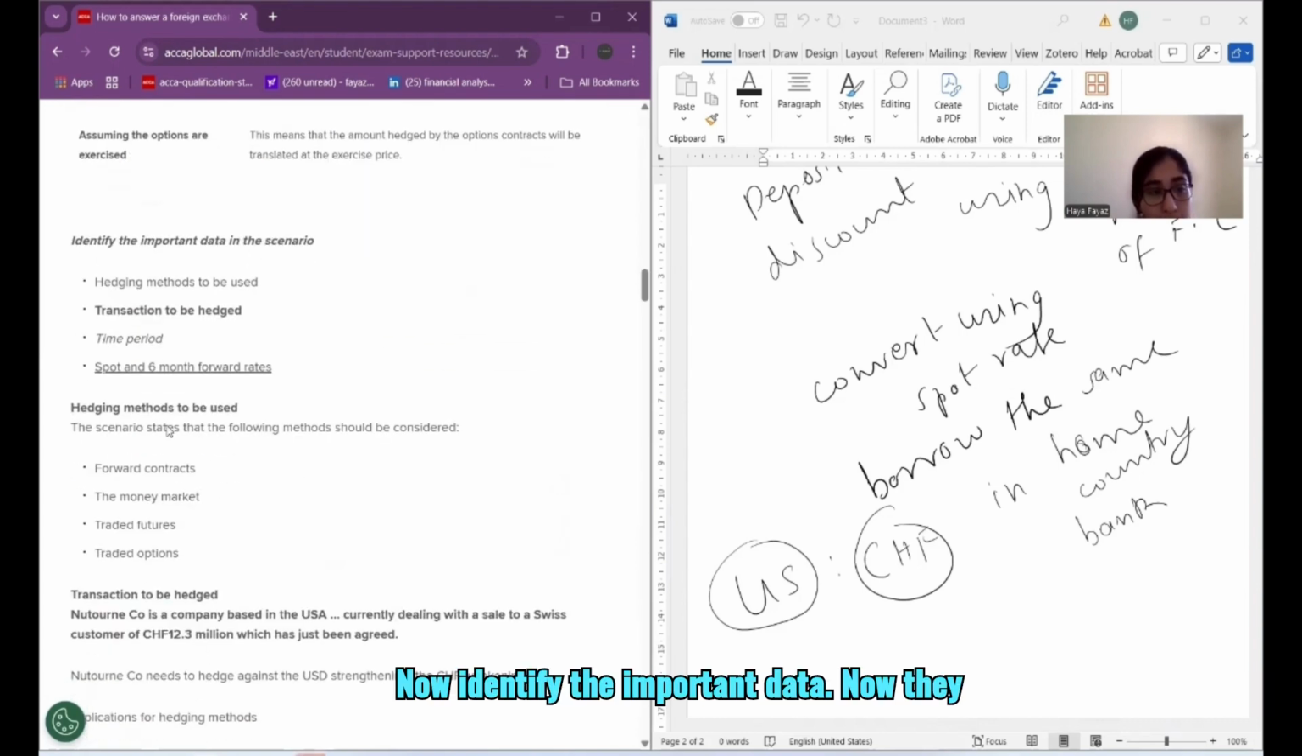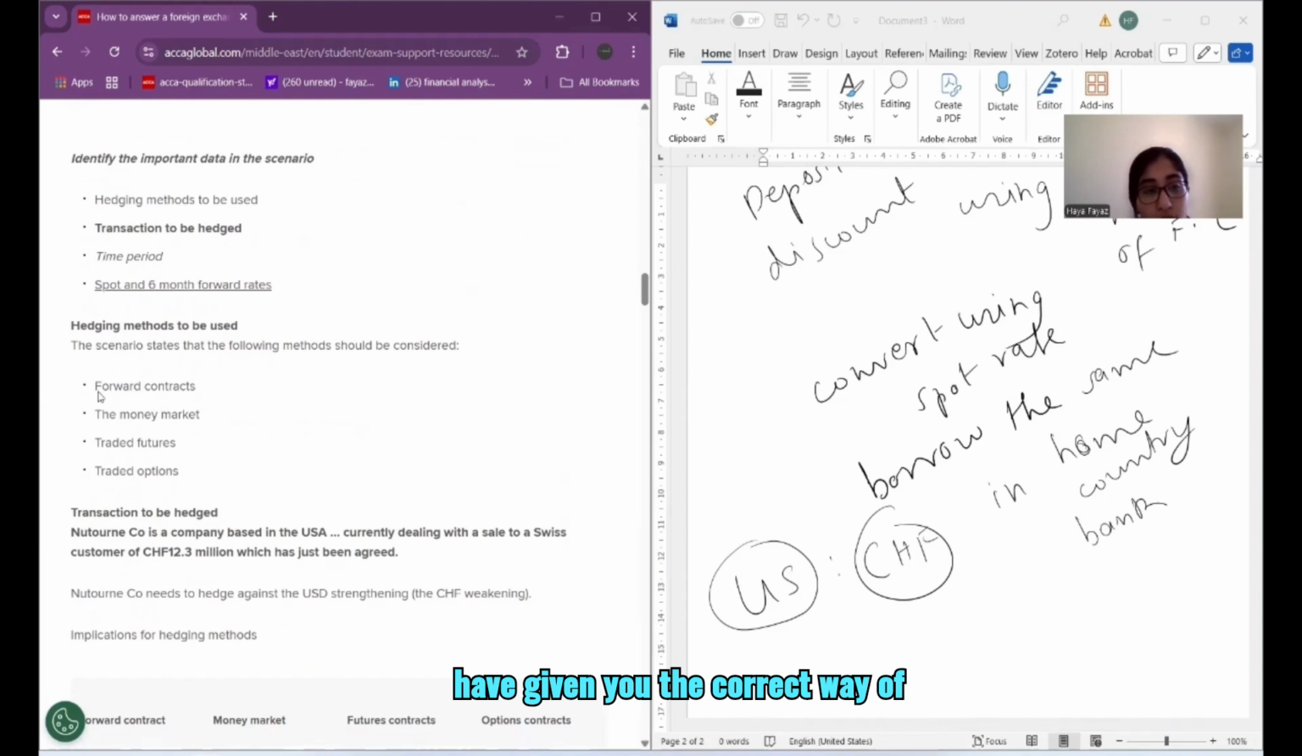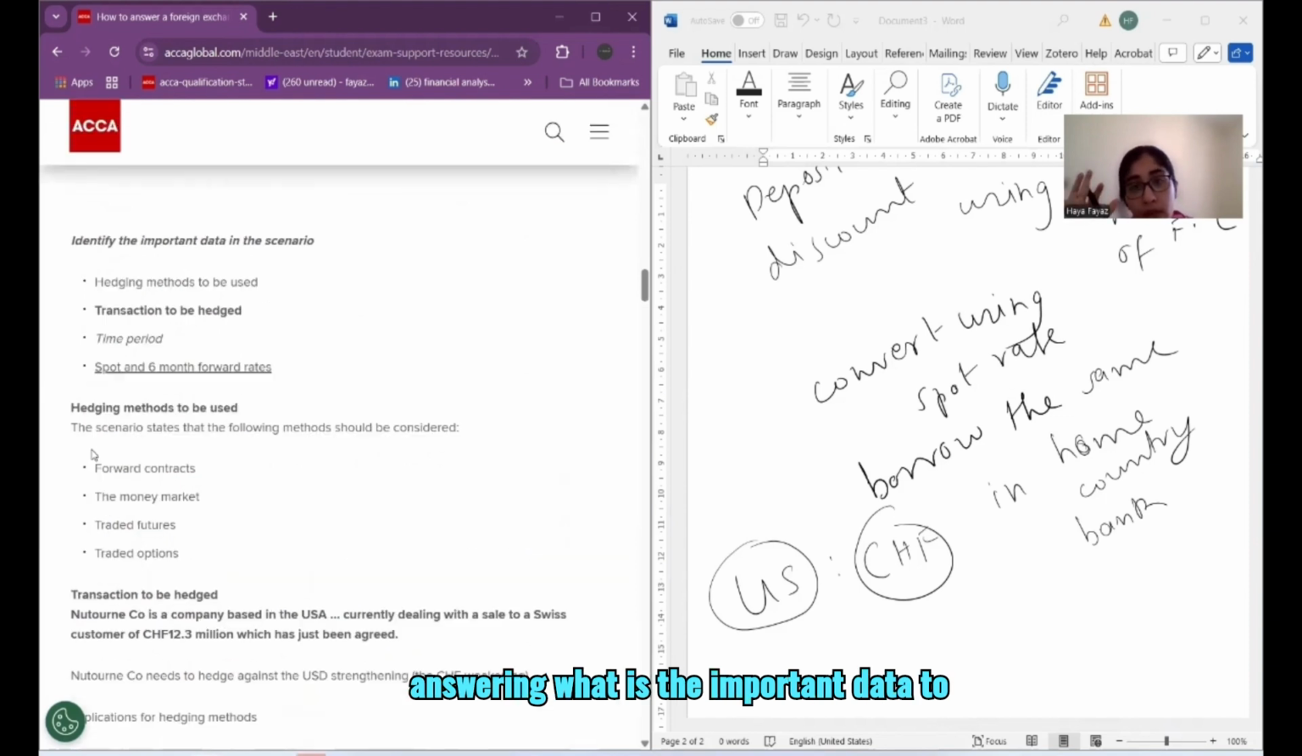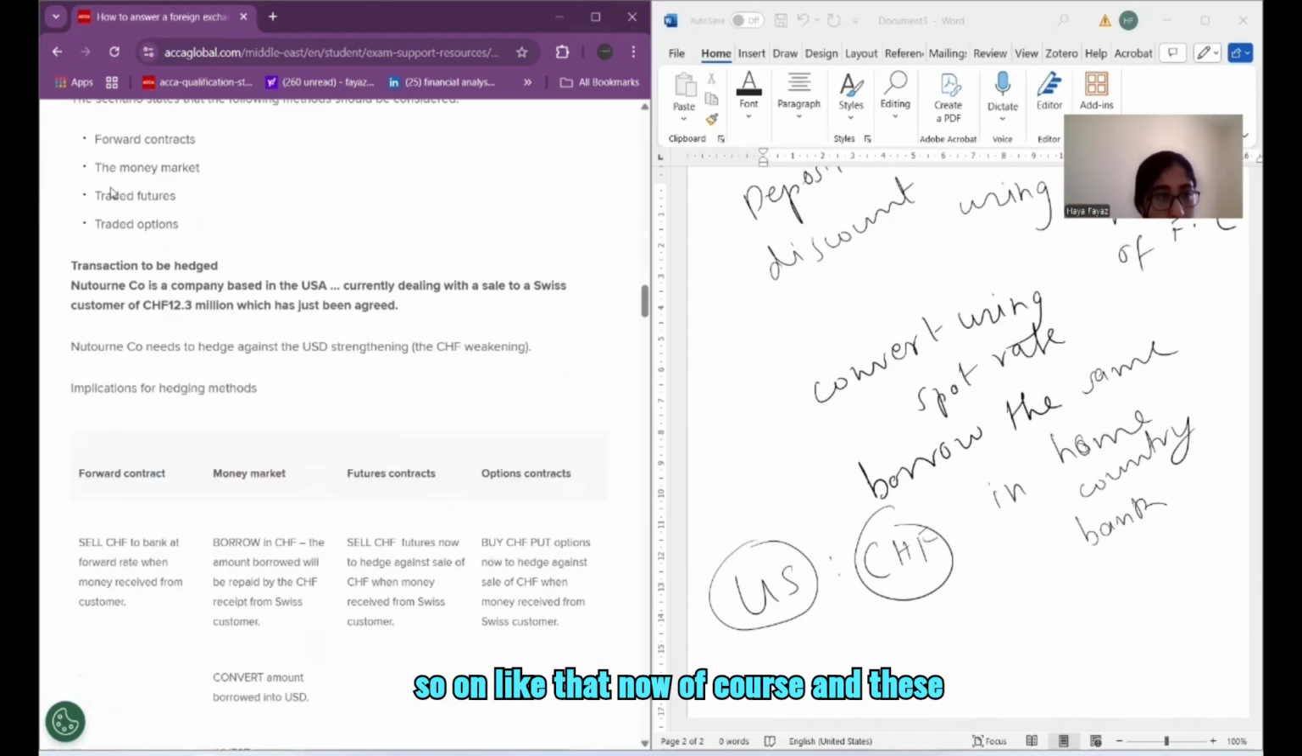Now identify the important data. They have given you the correct way of answering. What is the important data to be considered in our scenario? Hedging methods, transaction to be hedged, time period. Hedging methods, whatever hedging methods we know from the textbook. Transactions: what is a transaction? The receipt and the payment, the amount, the time when we are going to pay, the transaction date, how many months are there, and you should be aware of today's spot rate, the forward rate at 6 months, and so on. And these are the four contracts to be measured.